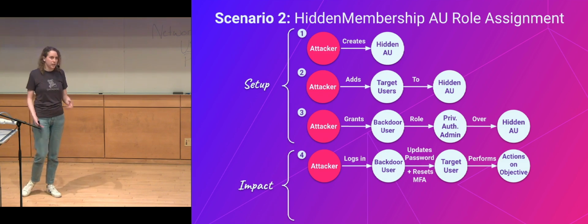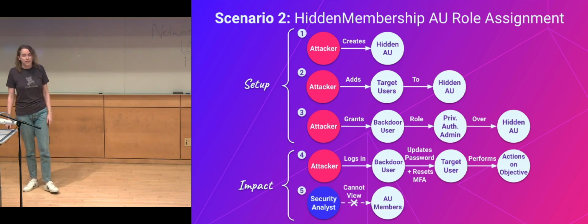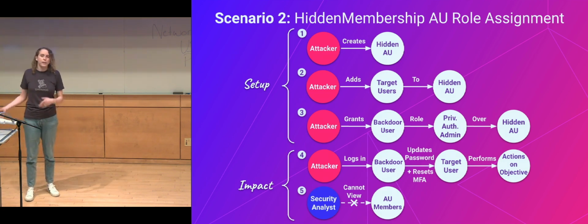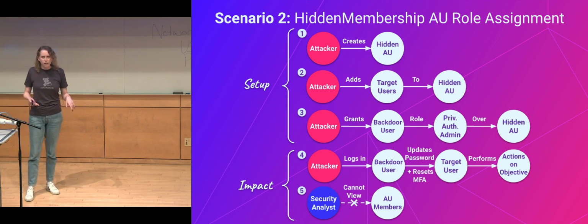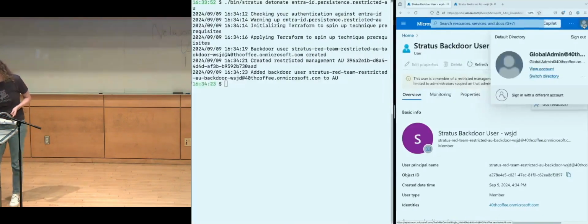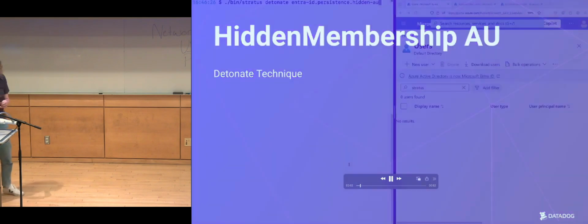They can perform their actions on objective, but any security analyst coming to investigate this incident will probably get a little confused, right? They might see the logs that somebody was added to this administrative unit, but then they click it and it's empty, but there's no warnings. Are they done with it? Did they clean it up? What's going on here? Looking at this in Stratus, in this case, a couple of different users will be created.